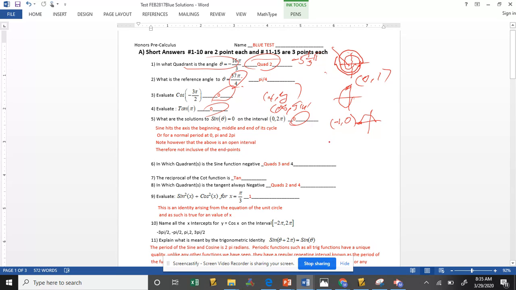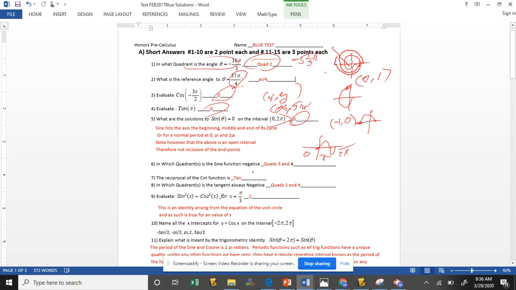What are the solutions of sine of theta equaling 0? Well, remember, the sine crosses at the beginning, middle, and end of the cycle, which is 0, pi, and 2 pi. However, this is an open interval, so 0 and 2 pi are not inclusive. Watch out for that. It could be tricky the way it's phrased.